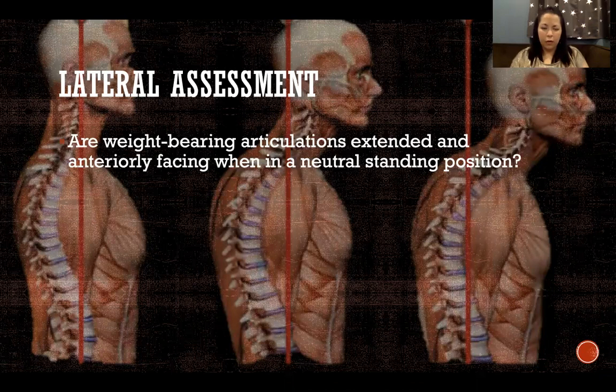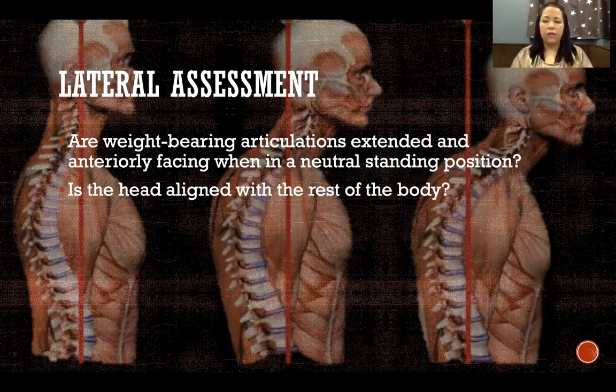So in the lateral position, some of the things we're looking for, in addition to just how does everything line up top to bottom, are the weight-bearing articulations extended and anteriorly facing? In the lateral position, we'll be able to see, are the elbows significantly flexed? Are the shoulders significantly flexed? That sort of thing. Is the head aligned with the body, which we get from the plumb line?